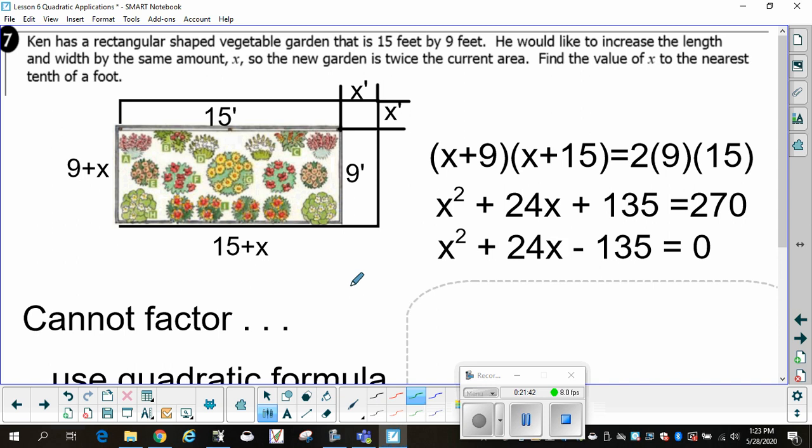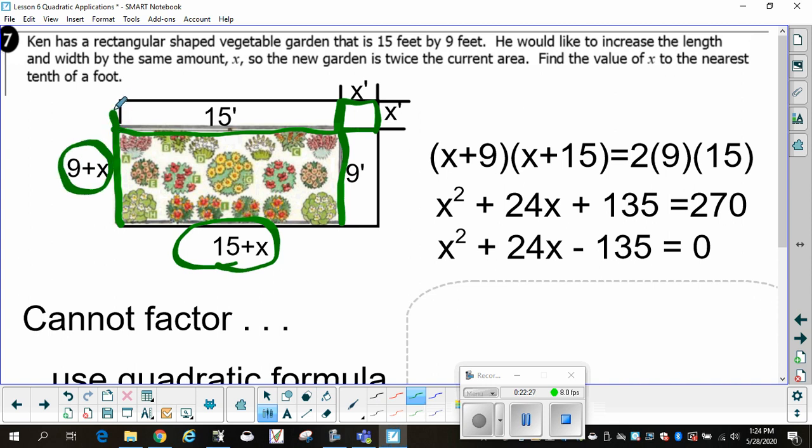Next up, Ken has a rectangular shaped vegetable garden that is 15 by 9. He would like to increase the length and width by the same amount. Notice here is the initial garden, 15 by 9. He's going to increase it by the same amount, so this amount and this amount are both x. That's where I got that x from. So this whole side from here to here is 15 plus x, and this is 9 plus x. That's how I got this value.